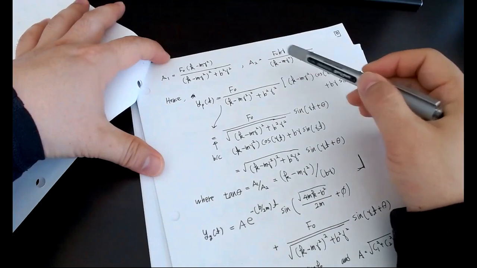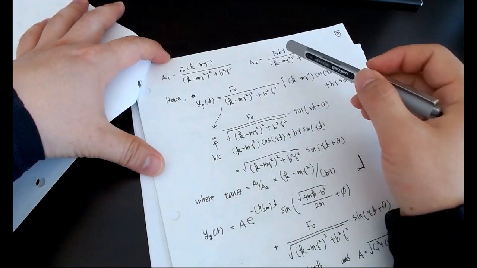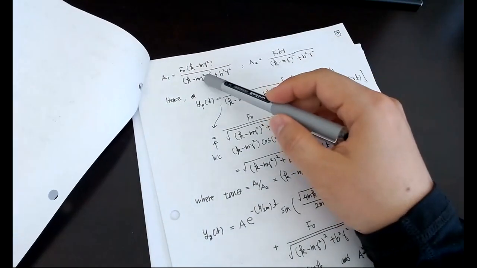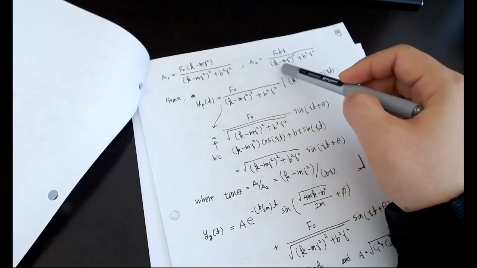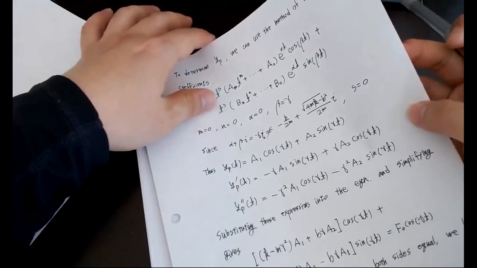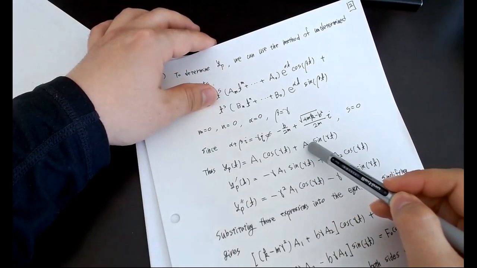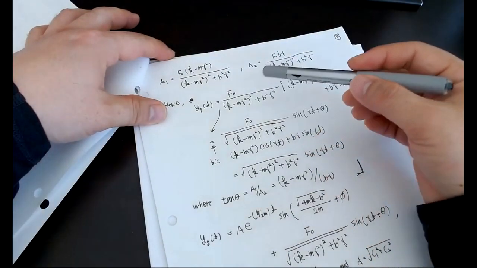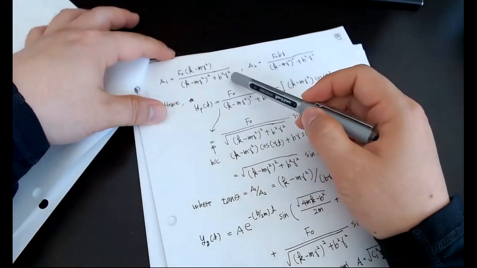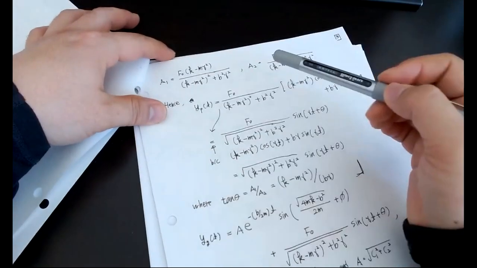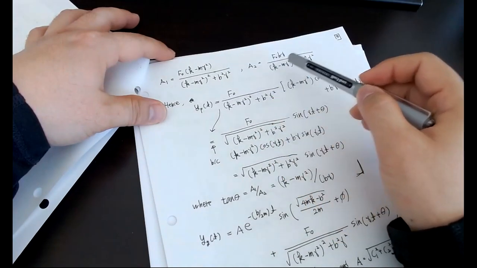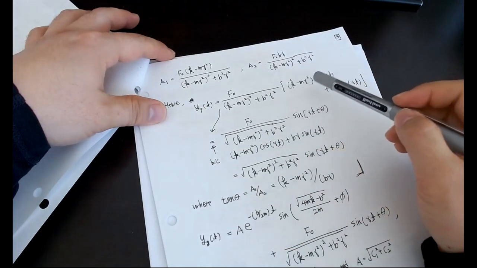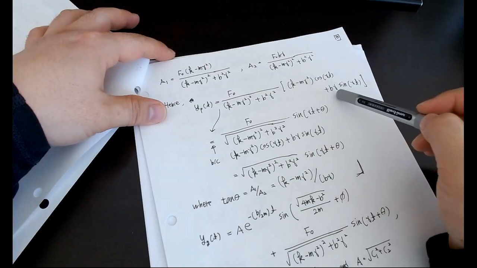I know it looks complicated, but we're going to simplify that. So the particular solution: we plug in A1, this one, and A2, this one, into here. Now we get this. As you can see, F0 over this fraction is a common factor of A1 and A2, so we can factor that out. Now we have K minus M gamma squared cosine gamma t plus B gamma sine gamma t.